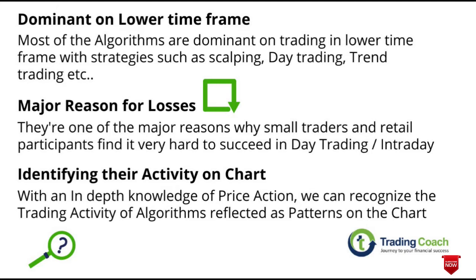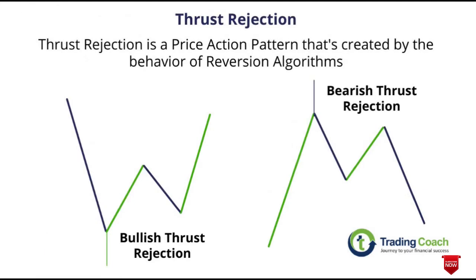Today we are going to discuss one such pattern. The algorithmic pattern which we are going to discuss today is known as thrust rejection. Thrust rejection is a price action pattern created by the behavior of reversion algorithms. We have the diagram of both the bullish thrust rejection pattern and the bearish thrust rejection pattern. As I said before, these patterns are created by the behavior of reversion algorithms.